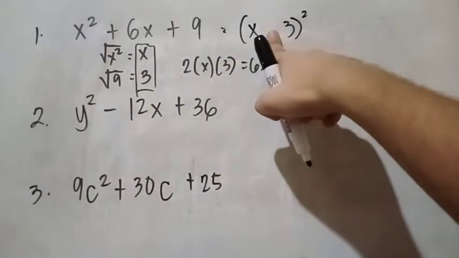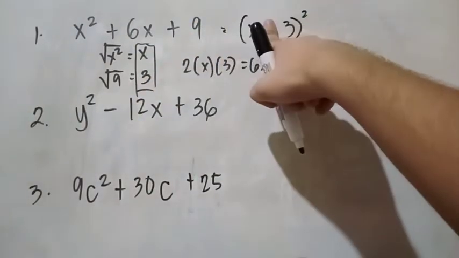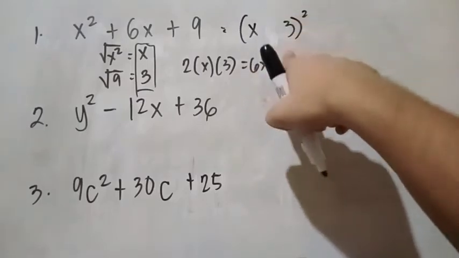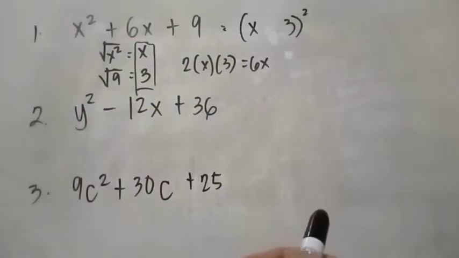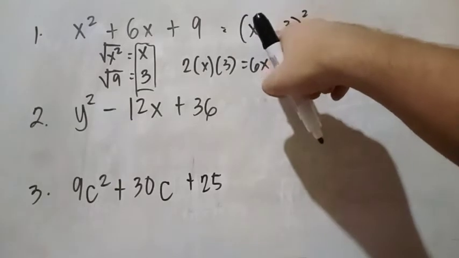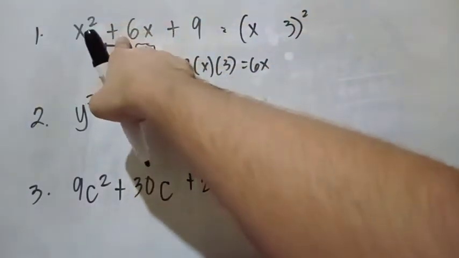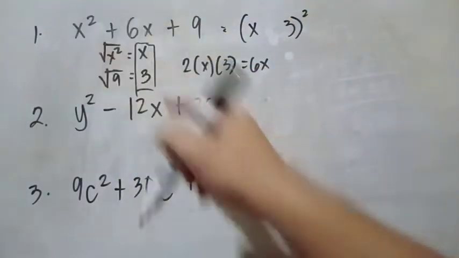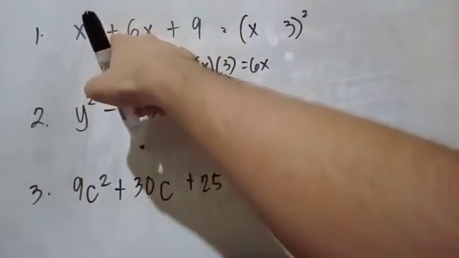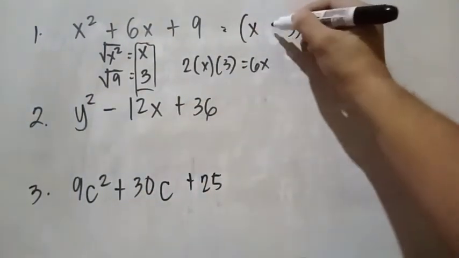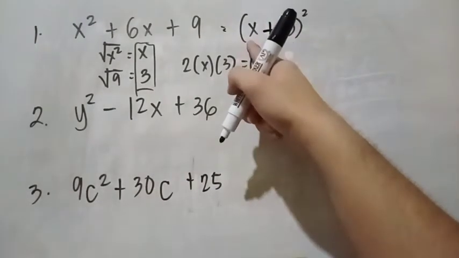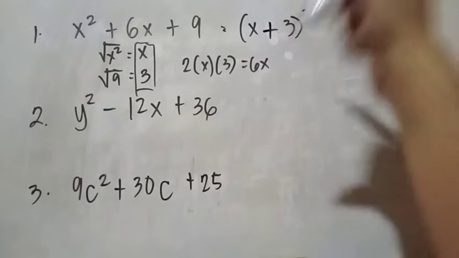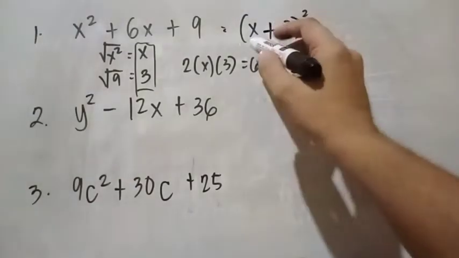So, ano bang magiging sign nito? So, yung sign nito, yung sign between the two terms of a binomial is the same sign as the sign of the middle term of a trinomial. So, in this case, positive ito. So, dapat ay positive yung sign nila. So, we have a factors x plus 3 quantity squared. And this is the answer.